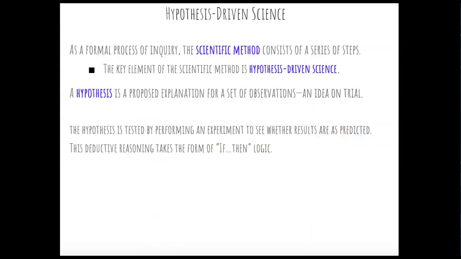Biology is, by its nature, a hypothesis-driven science. A hypothesis-driven science means that it is a formal process of inquiry, and the scientific method consists of a series of steps. The key element of the scientific method is that it is a hypothesis-driven science. What this means is that a hypothesis is a proposed explanation for a set of observations, and that hypothesis is an idea on trial. That hypothesis is then tested by performing an experiment to see whether results are as we predicted. This deductive reasoning takes the form of that if-then logic. If this occurs, then I expect this to happen. If this is true, then this should occur. Those are those hypotheses that we're talking about.